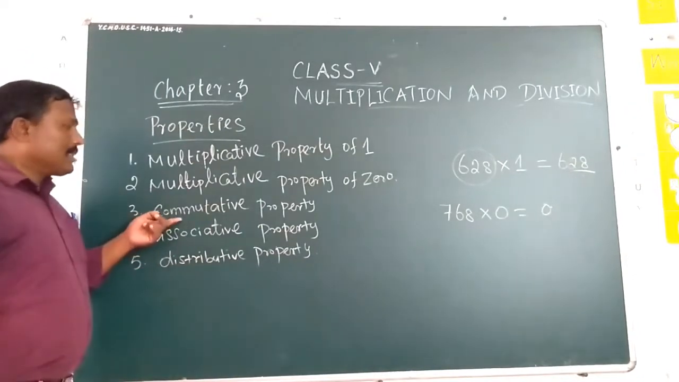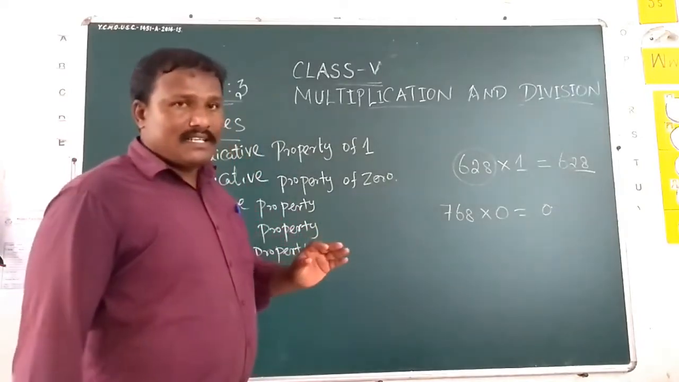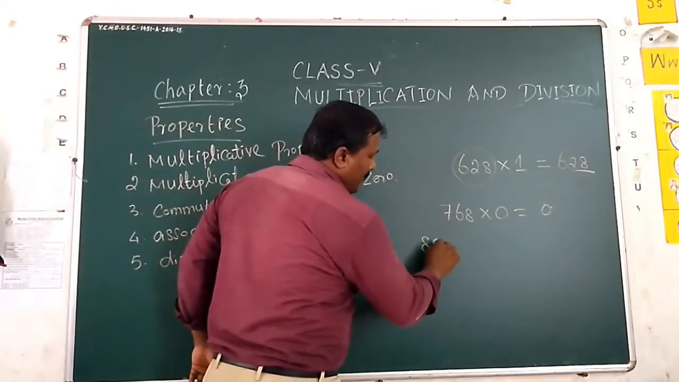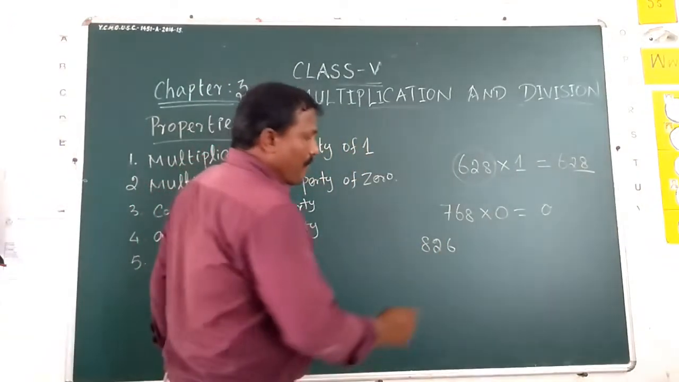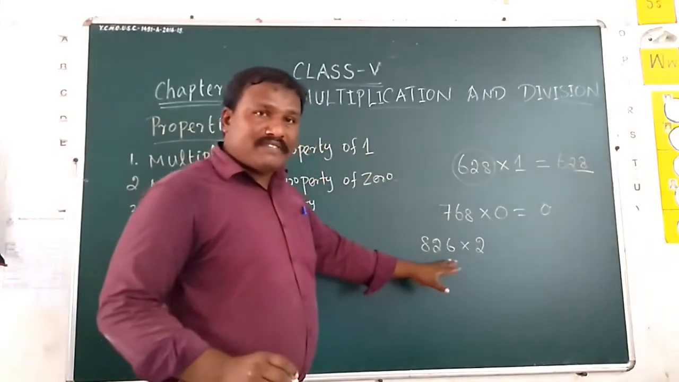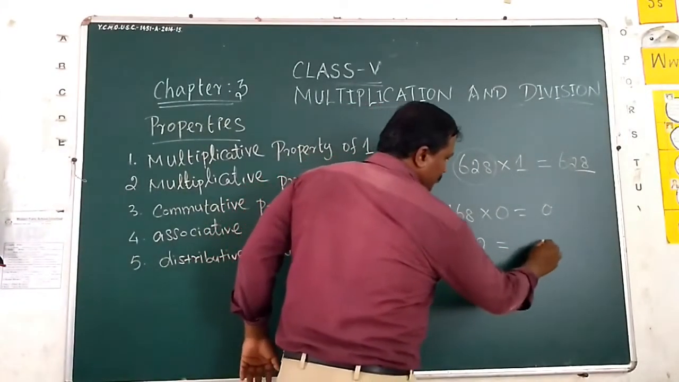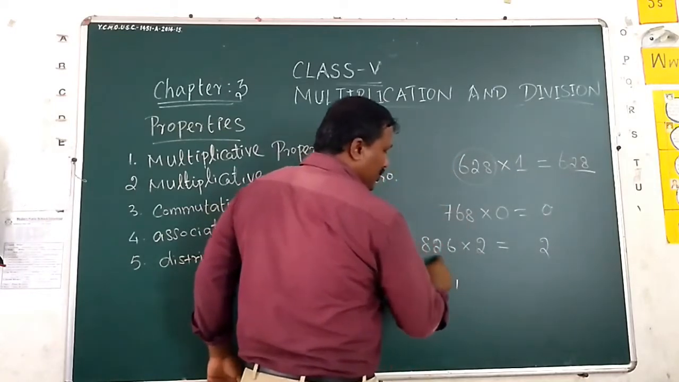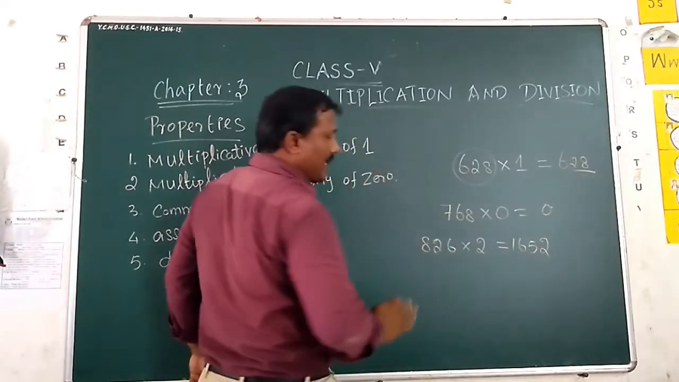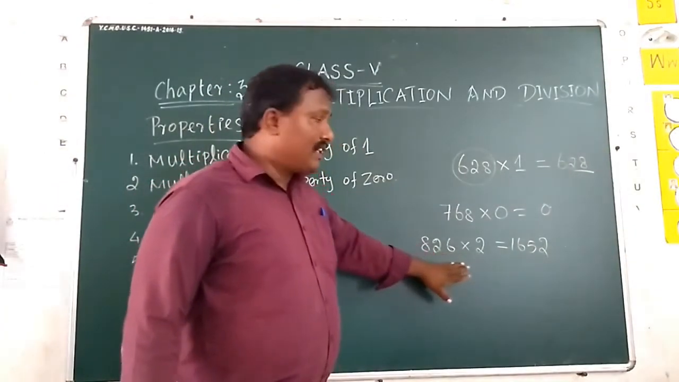Then the third property, the commutative property. It means if you change the place. See, here I am taking the example 826 multiplied by 2. If you find the product: 6 twos are 12, remainder 1; 2 twos are 4, 4 plus 1 is 5; then 8 twos are 16. So 826 multiplied by 2, the product is 1652.